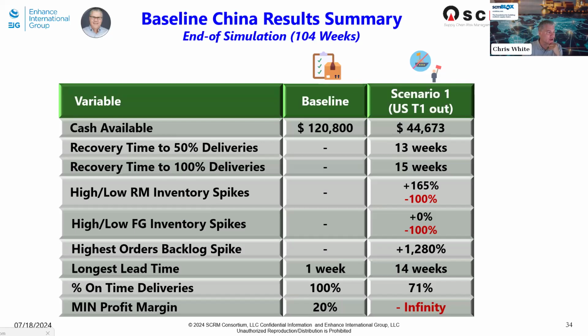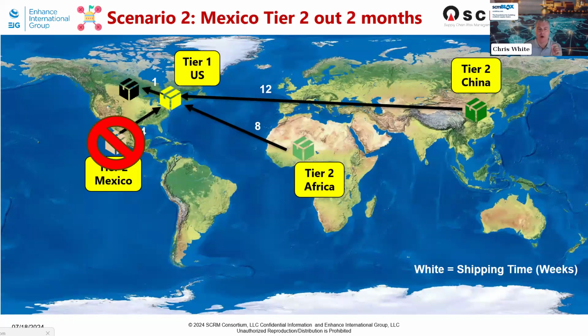So if we now look at the second scenario, we're going to take our Tier 2 that's in Mexico. We're going to pretend like they have financial trouble for 2 months, and we're going to see what those results are.